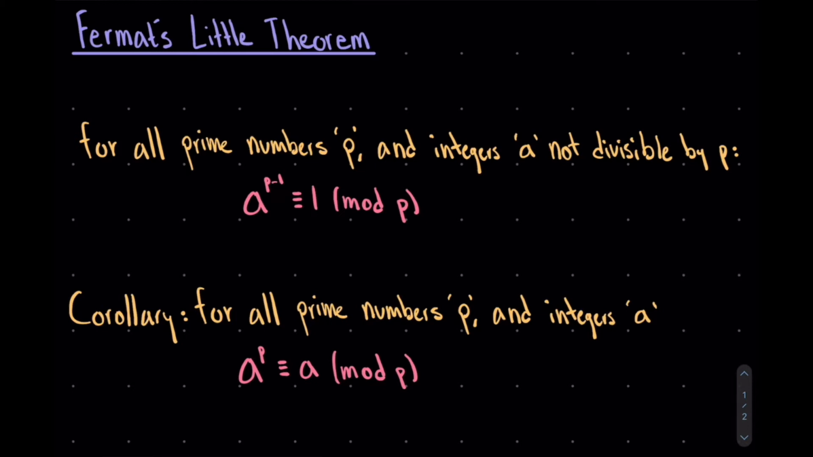You see, we can get to the corollary by multiplying both sides of the congruence by a in Fermat's little theorem. What's going to be important is that in Fermat's little theorem, a is not divisible by p, and for the corollary, it just says integers a, so we don't have to worry about that divisibility. Now, let's see if we could apply our new knowledge of Fermat's little theorem in some examples.